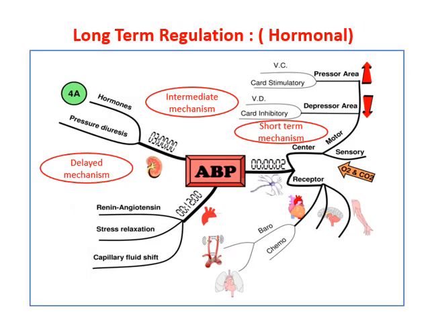Now we'll be talking about the long-term regulation, which is the hormonal regulation of the arterial blood pressure. It's a delayed mechanism. Although it is delayed, it's divided into intermediate, which is the renin-angiotensin-aldosterone system, and late delayed, which is the antidiuretic hormone and the atrial natriuretic peptide.